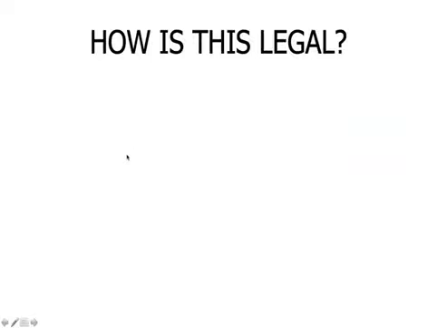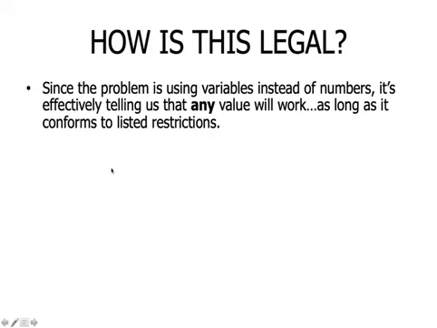And I know what you're thinking. You're probably thinking, well, why does this work? How does this work? How is it allowed? The idea behind it is that because the problem is giving you generic values, that is variables, if I say X apples, I'm not specifying how many apples I have. It should work with any numbers that you choose. So you can just choose your own numbers, as long as, and this is important, it conforms to listed restrictions. And we're going to see this in a little bit. But if the problem says that x has to be greater than 2, then you got to pick a number for x that's greater than 2.